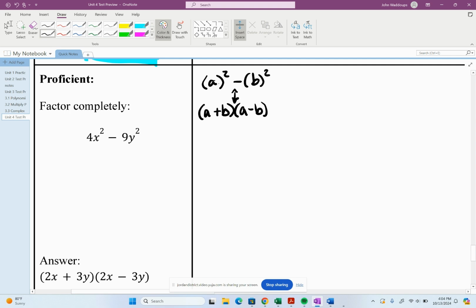It's called a difference of squares because difference means subtract, and squares because this is a squared and b squared.